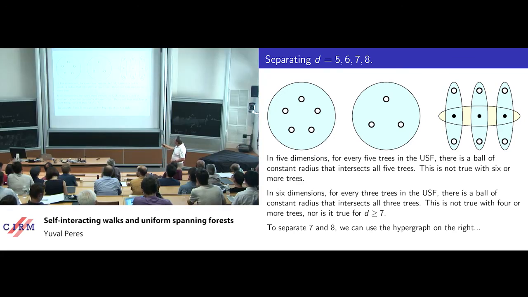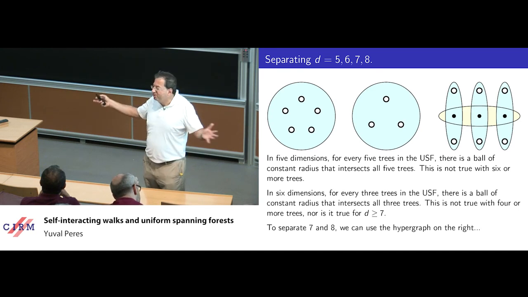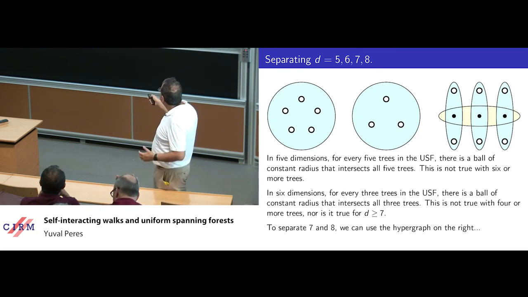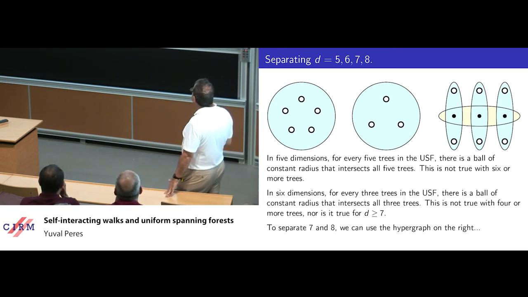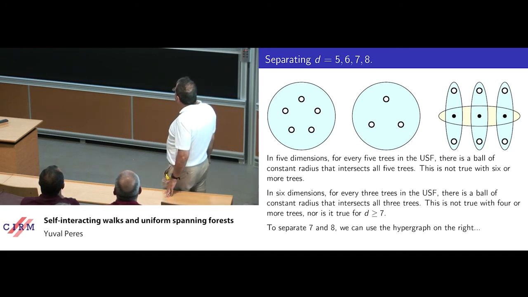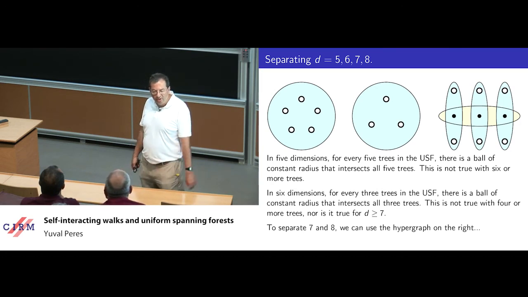For instance, in 5 dimensions, for every 5 trees in the USF, there is a ball of constant radius that intersects all 5 trees. This is something that you cannot describe as a graph property; it's a hypergraph property, because for 5, 6, 7, 8 you have a complete graph, and there's nothing more to say about the graph. But this is a property that works in 5 dimensions, but fails in dimension 6 and higher. In 6 dimensions, for every 3 trees, there is a ball of constant radius that intersects all 3. This is not true for more trees, and it fails also in dimension 7 and higher. So this is a way to distinguish dimensions 6 and 7.